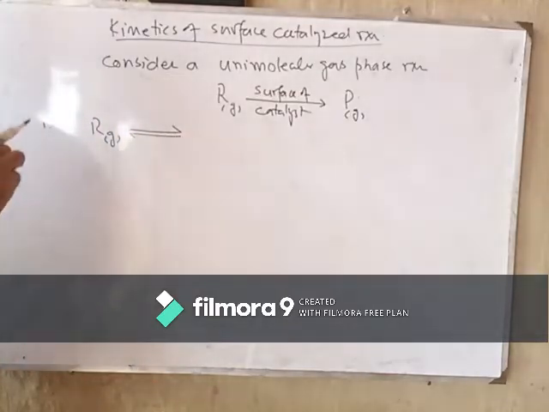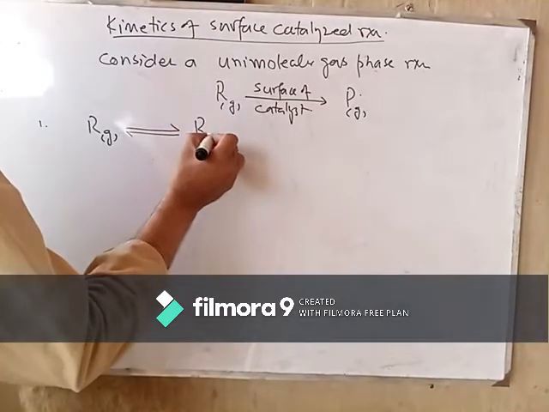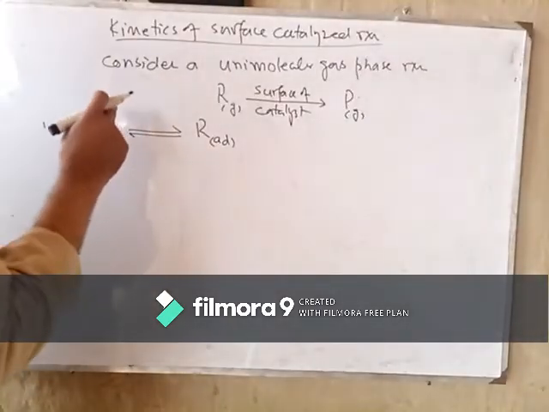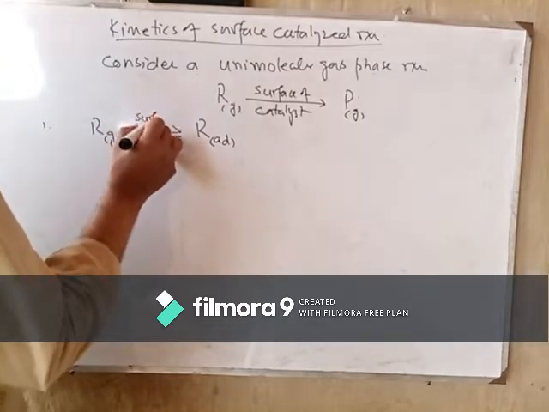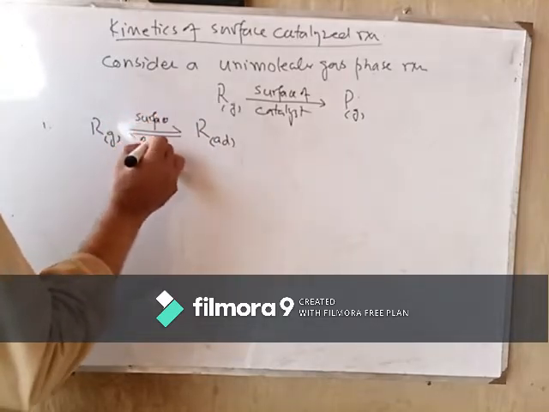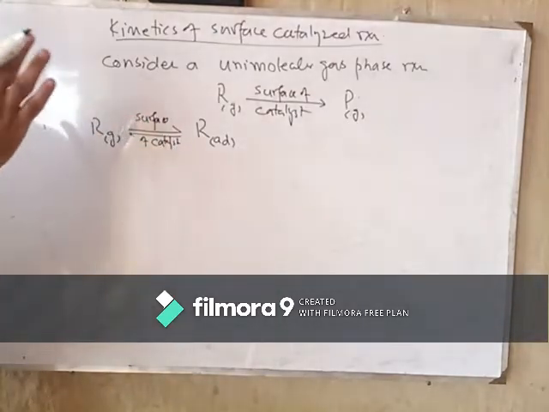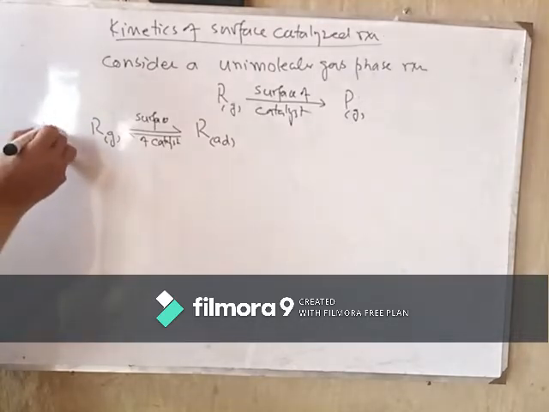And in the second step, when they reach the surface of the catalyst, it gets adsorbed. So these two steps we can represent in one reaction. That is the diffusion transport of the reactant to the surface of the catalyst, and then it is adsorbed at the surface of the catalyst. So two steps are done out of them.